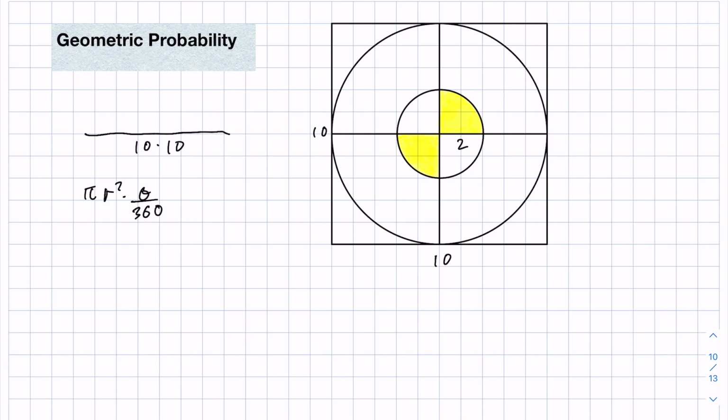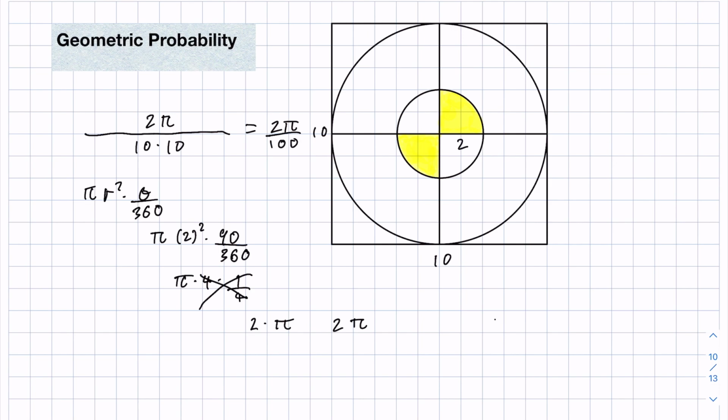All right, so let's solve that out. When we cancel those, we are left with pi. So the area of one sector is pi. And since we have 2 sectors, you have to multiply this by 2. So it's 2 pi. And 10 times 10 is 100. So we have 2 pi over 100, which is equal to pi over 50. This is our probability.